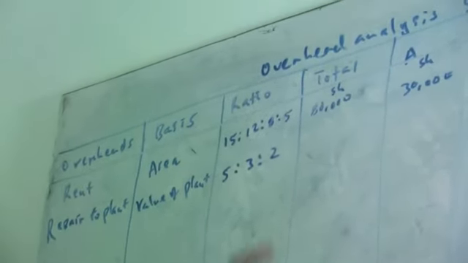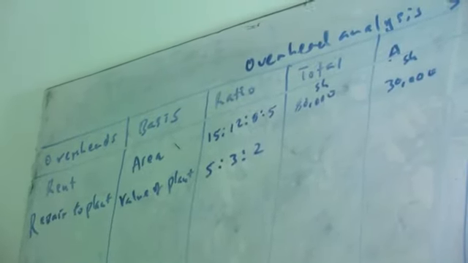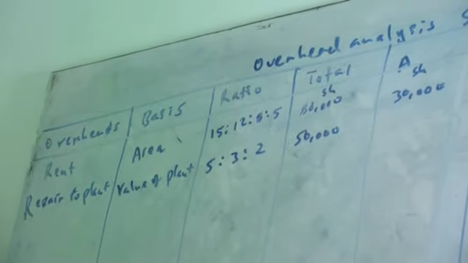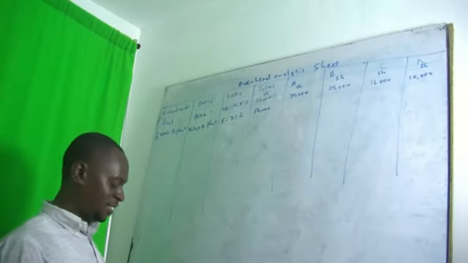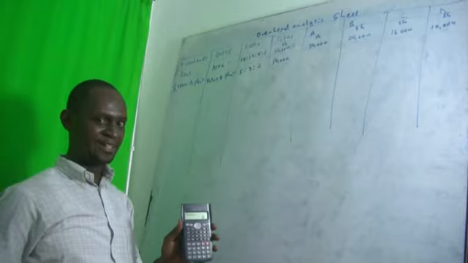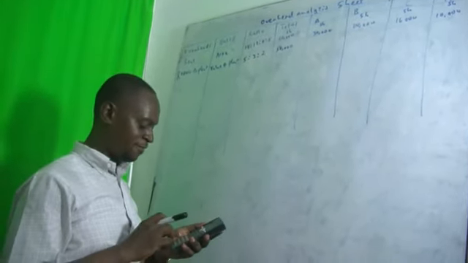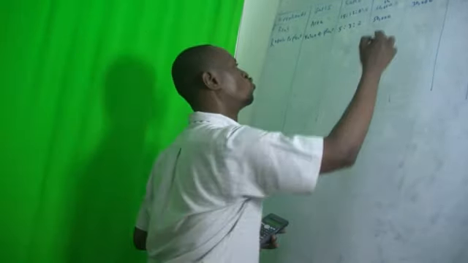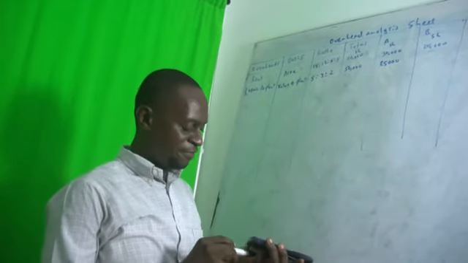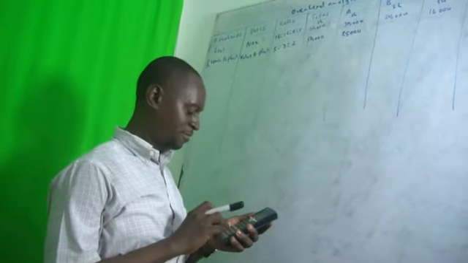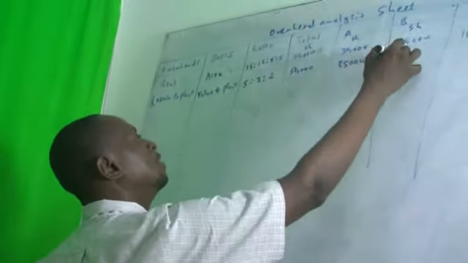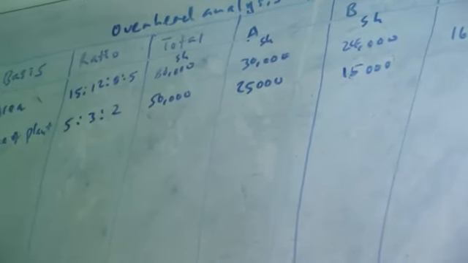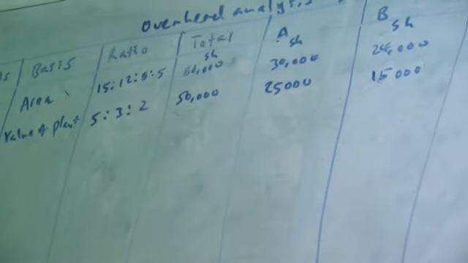Next, we have the total. For repair to plant, we had a total of 50,000. Now let's do the reapportionment of this 50,000. The first thing you need to do is get the total of the ratio. So we have 5 plus 3 plus 2, that gives you 10. Now we apportion. The first will be 5 divided by 10 times 50,000, which gives you 25,000. Next we have 3 divided by 10 times 50,000, that gives you 15,000. Next we have 2 divided by 10 times 50,000, that gives you 10,000.